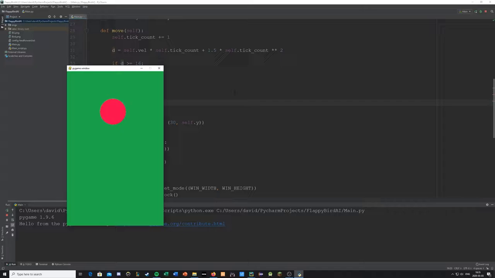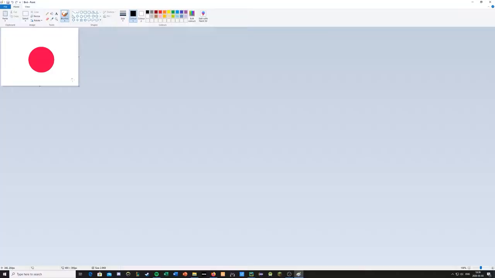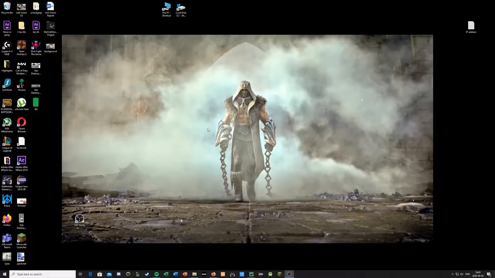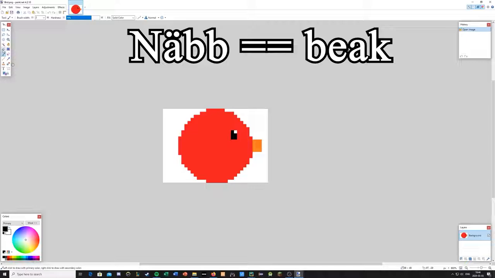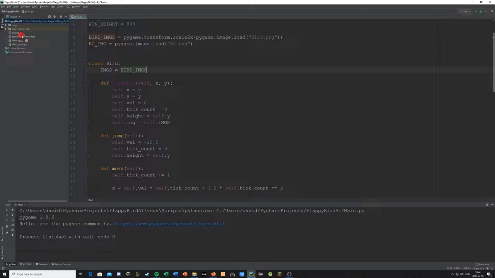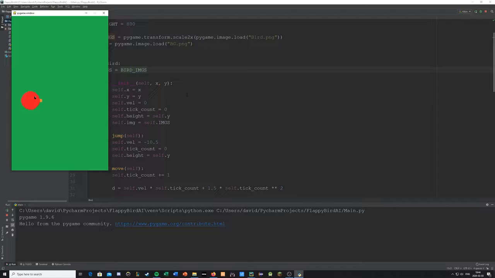Yay! I couldn't really keep on watching a circle, so I gave it a beak. I can't remember what it is in English now. And some eyes. And then try it again. Yeah, that's much better. So next step is making pipe pairs.